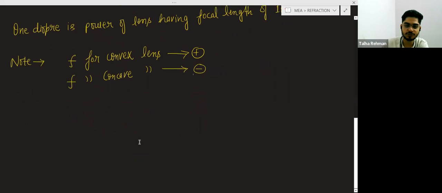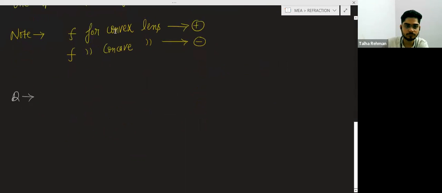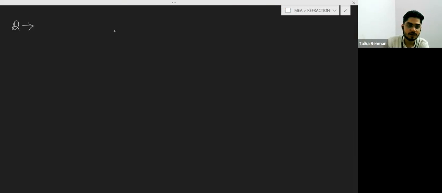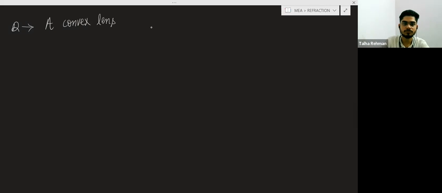Now, a simple question we have. So now we will solve the numerical. A convex lens has a focal length of 10 centimeter. What is its power?